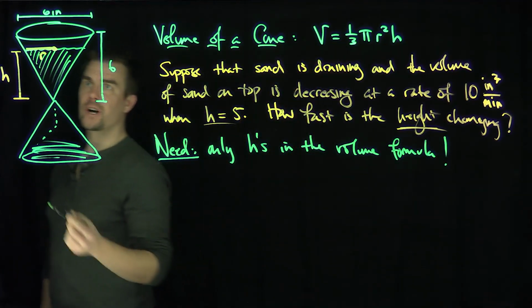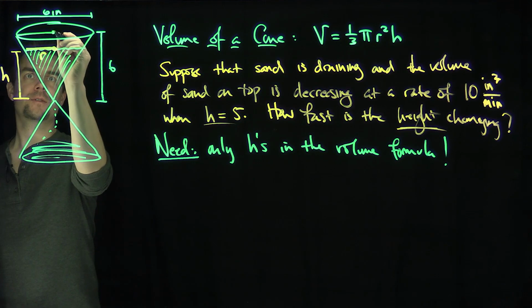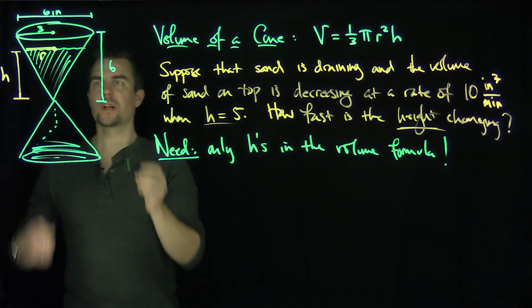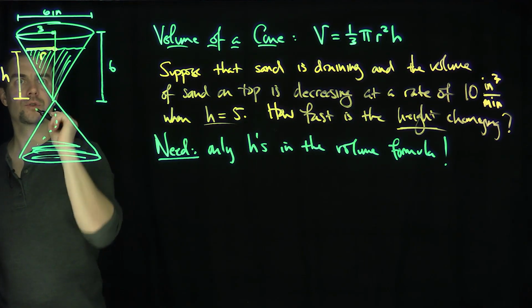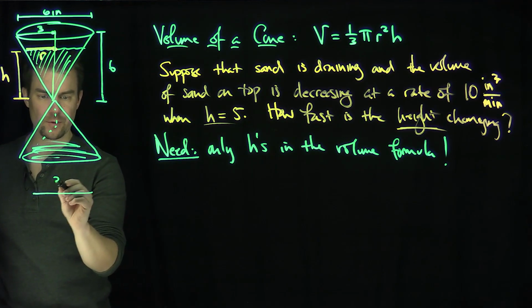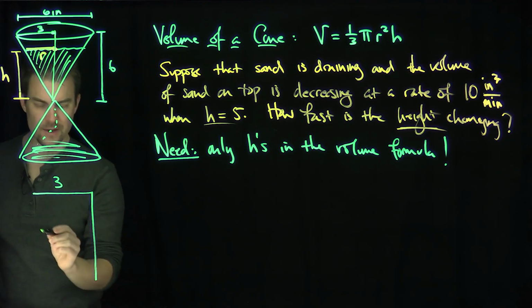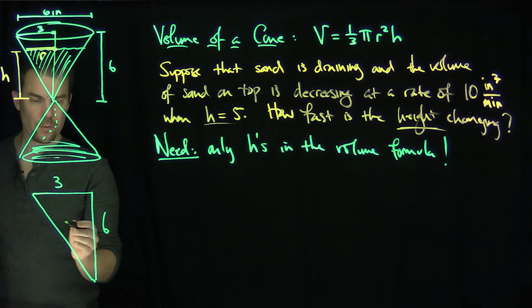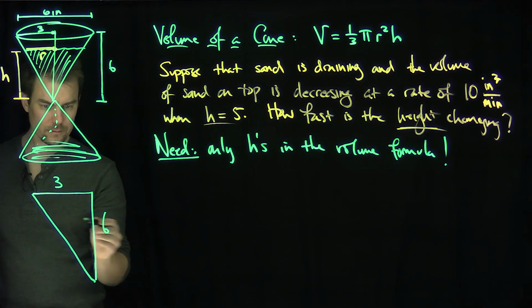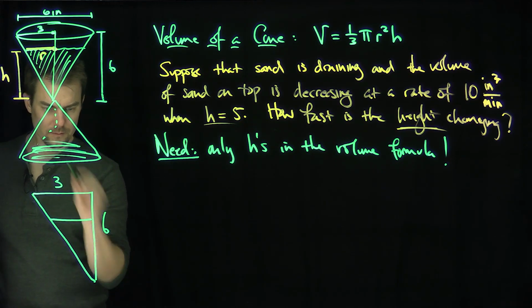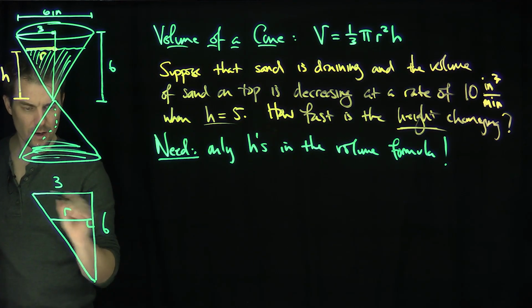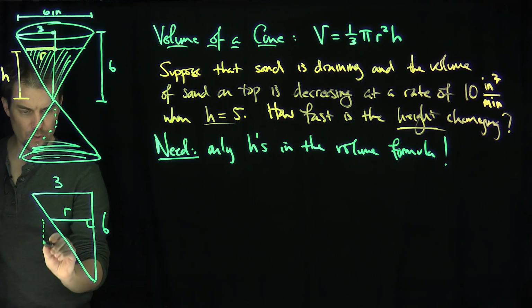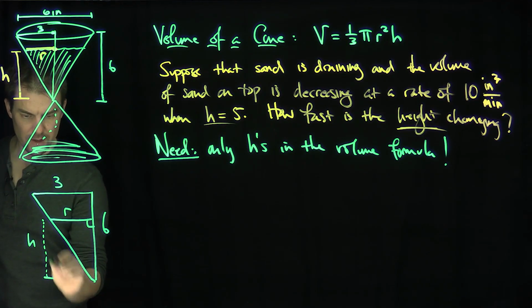Okay, and so here's where a similar triangle saves the day. If the top radius is 3, let's look at these triangles over here. The top triangle has a radius of 3 that goes straight down to the base of the cone. So that's what my cone looks like, and the height over here is 6. And then when we're at a height of h, we have this triangle over here. That's my radius over there, and that corresponds to this height of h.